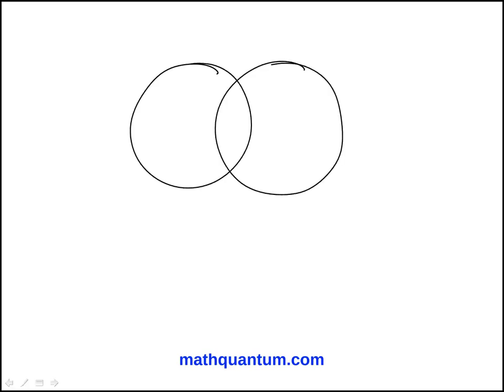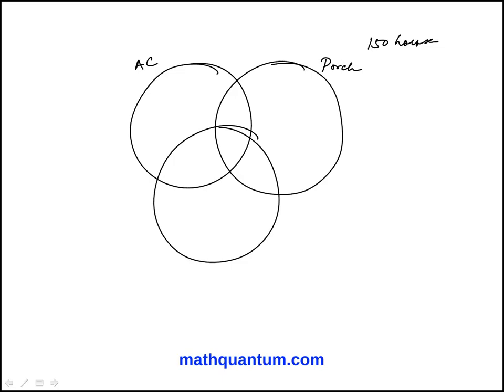So in this problem, as you read through it, you suddenly realize that this is a triple Venn diagram problem. I'll start with the general Venn diagram and start filling in information. There are 150 houses and 60% have air conditioning. So we have AC, porch, and then a swimming pool.